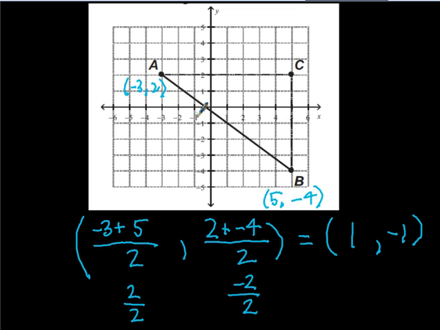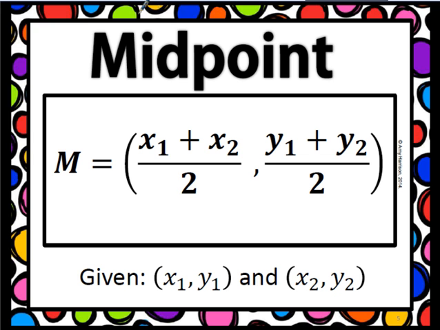Well, if I go ahead and plot that, so if I go to 1, -1, that looks like I've pretty much cut this segment in half, right? So I have successfully found the midpoint. And here is your nice, pretty midpoint formula written out. And that's assuming that we're given the 2 points.